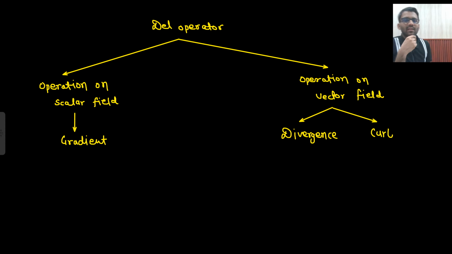Now we will start studying about gradient. So first we are studying differential calculus. In differential calculus, we will use this del operator, which is a vector quantity. It will perform operations on a scalar field as well as on a vector field. So it is a vector quantity, right?